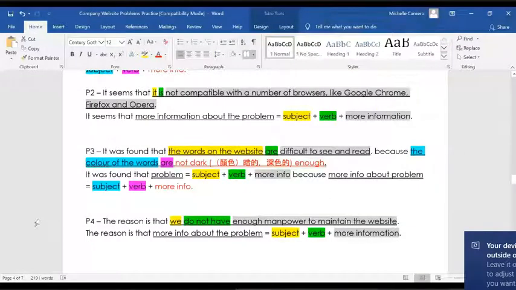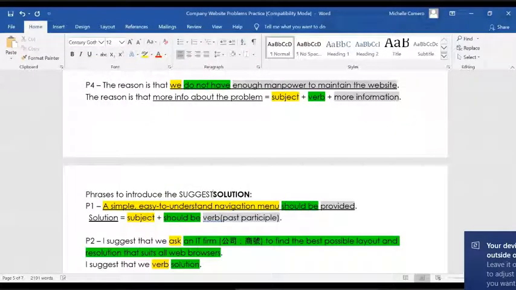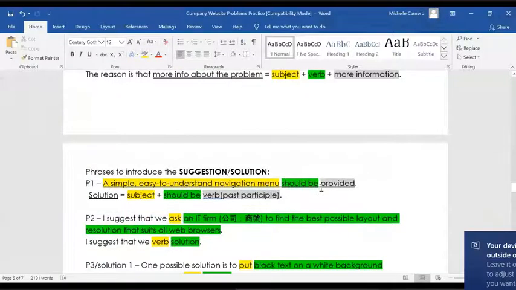This test, they flip-flop back and forth. Sometimes they call it solution, sometimes they call it suggestion. So let me add that really quick. Okay. Suggestion, solution. For this assessment, we consider it the same. Okay, so one way, a simple, easy to understand navigation should be provided. Okay, so you've put the solution into one sentence. Subject should be this verb past participle. Why? Because this is passive voice.